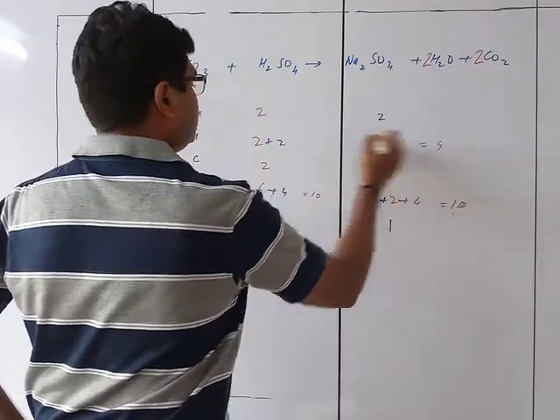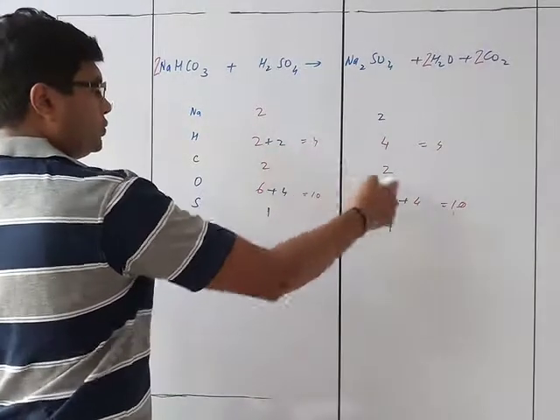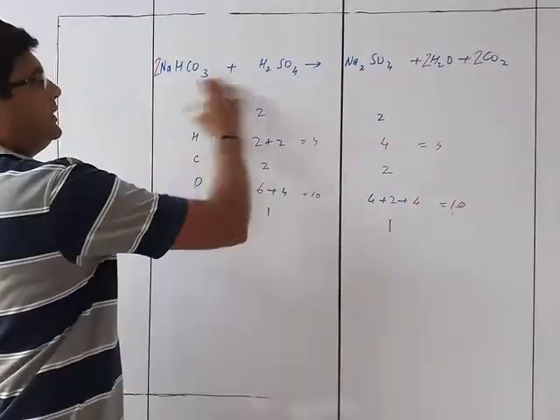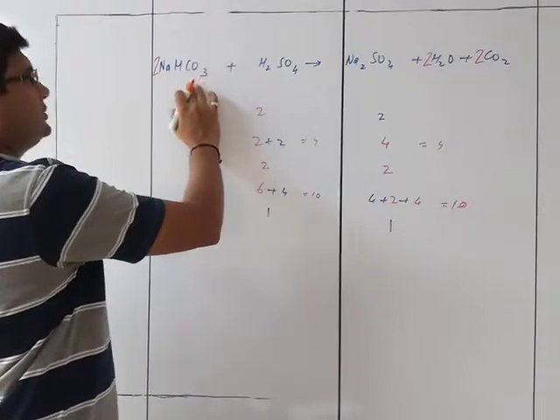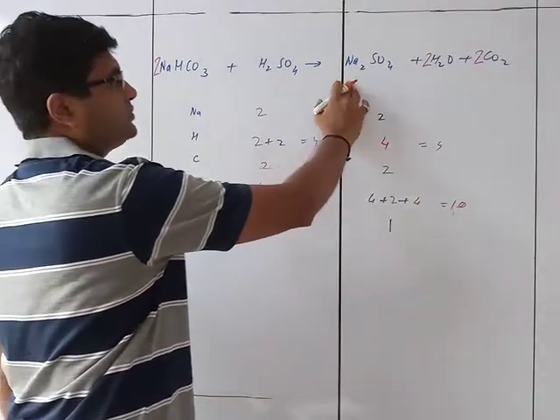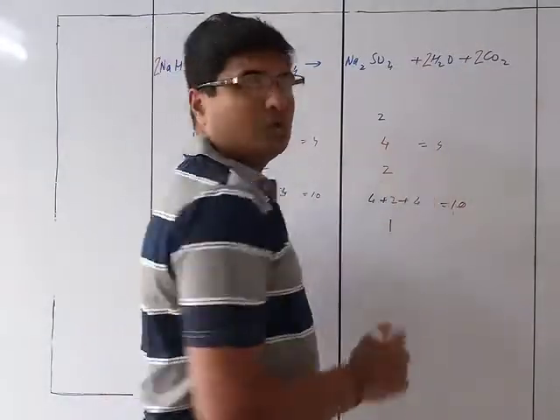This is 4, this is 4. So it is 2, 2, 4, 4, 2, 2, 10, 10, 1, 1. So here it gets balanced: 2 NaHCO3 plus H2SO4 will give Na2SO4 plus 2H2O plus 2CO2.